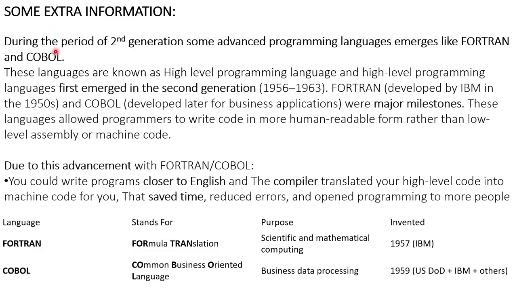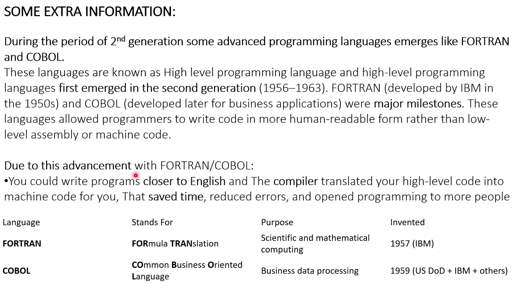Some extra information: during the second generation, some advanced programming languages also emerged, like Fortran and COBOL. These languages are known as high-level programming languages, and they first emerged in the second generation, 1956 to 1963. Fortran was developed by IBM in the 1950s, and COBOL was developed later for business applications. They were a major milestone: these languages allowed programmers to write code in a more human-readable form rather than low-level assembly or machine code.